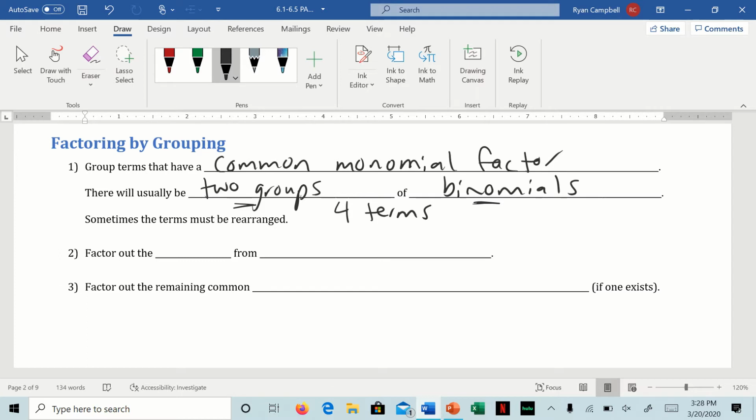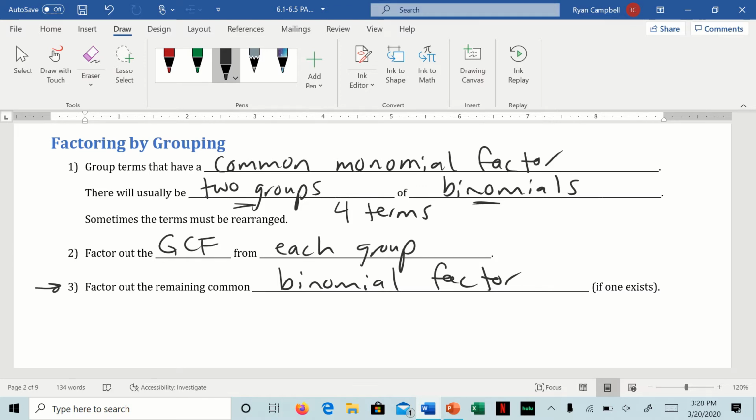You need to have 4 terms to be able to factor by grouping. So in step 2, we factor out the greatest common factor from each group. And then in step 3, we need to factor out the remaining common binomial factor, if there exists one.